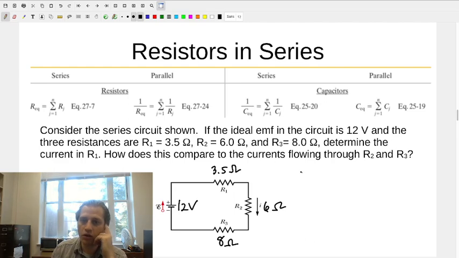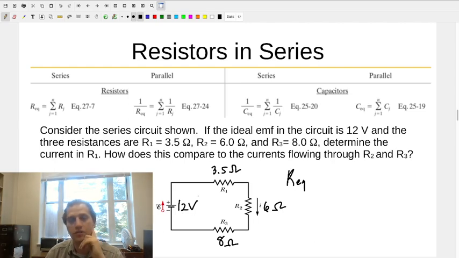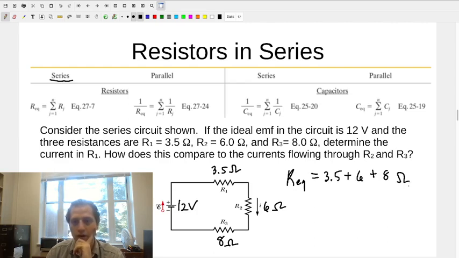So in this case, what I would need to do is find the equivalent resistance and then use the voltage to find my circuit current. The equivalent resistance for resistors in series is just the sum of all the resistors. So it would just be 3.5 plus 6 plus 8 ohms. That would be 9.5 plus 8, which is 17.5 ohms.